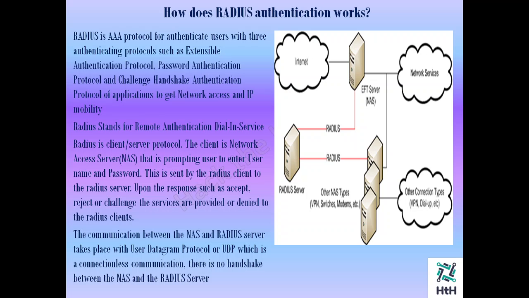Radius is a client-server protocol. The client is the network access server that prompts the user to enter username and password. This is sent by the Radius client to the Radius server. Upon the response, such as accept, reject, or challenge, the services are provided or denied to the Radius clients. The communication between the NAS, that is Network Access Server, and the Radius server takes place with User Datagram Protocol or UDP, which is a connectionless communication. There is no handshake between the NAS and the Radius server.